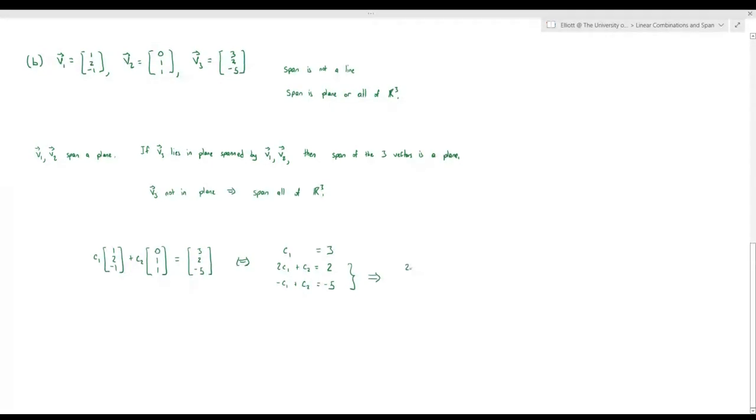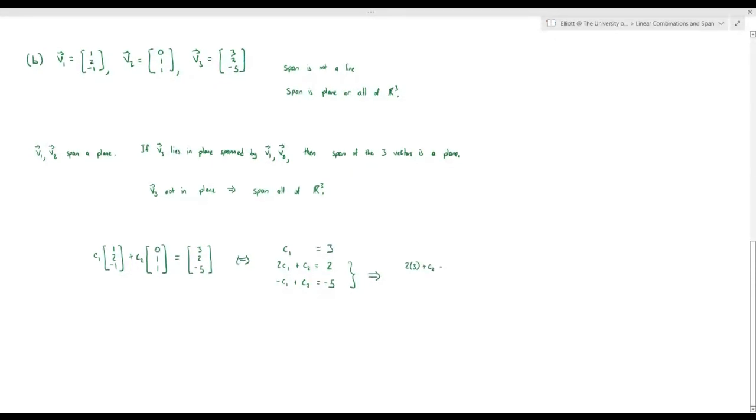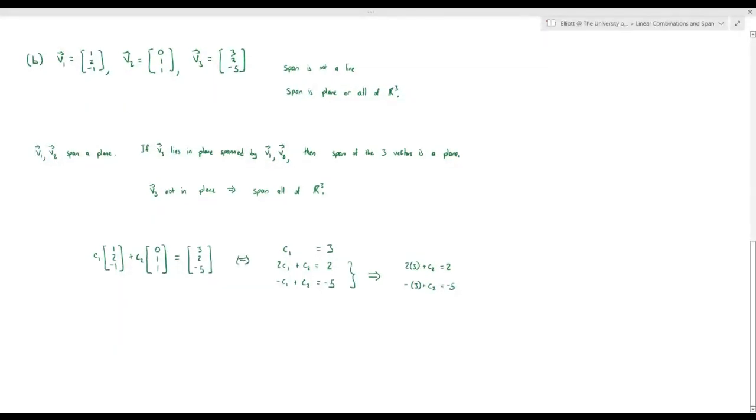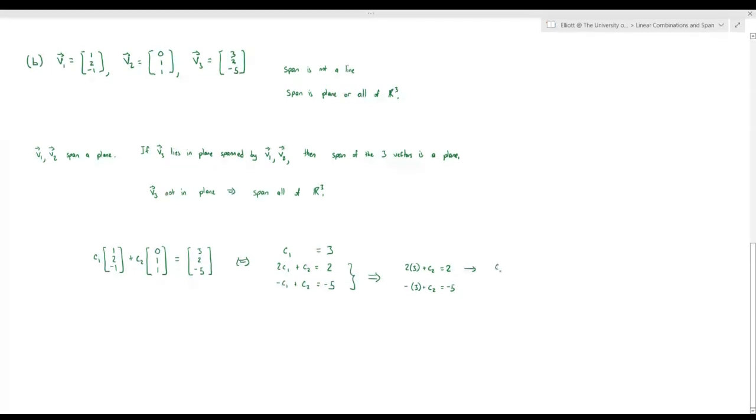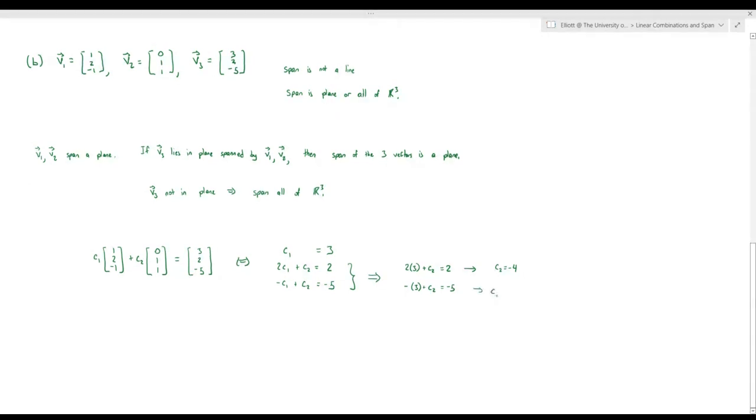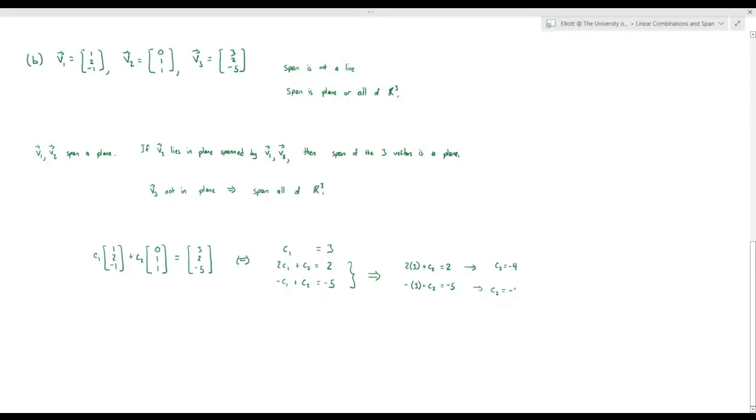So in the second equation, 2 times 3 plus c2 would have to be equal to 2. And in this case, negative c1 plus c2 is negative 5. Okay. So if I solve for c2 in the second equation, 2 minus 6 will give me negative 4. But if I check the third equation, adding 3 to the other side, this will give me c2 is negative 5 plus 3, which is negative 2.